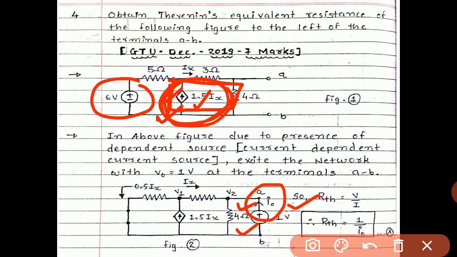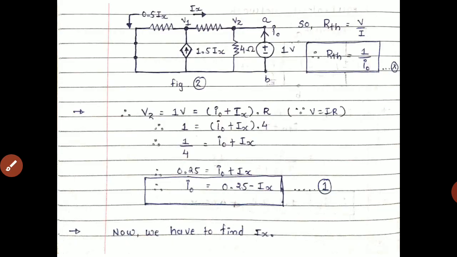So apart from that, we have to choose a 1 volt source between terminals A and B. Our target is to find the value of I0, so from that we can easily get the value of RTH. Our next step is to apply KVL, but before that we have to calculate the value of V2.